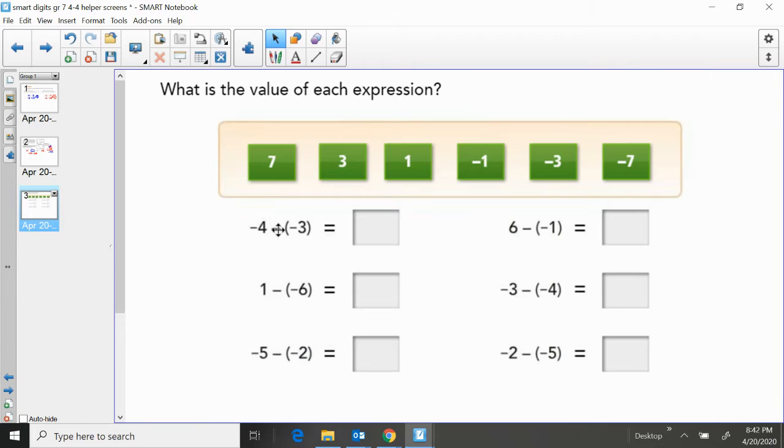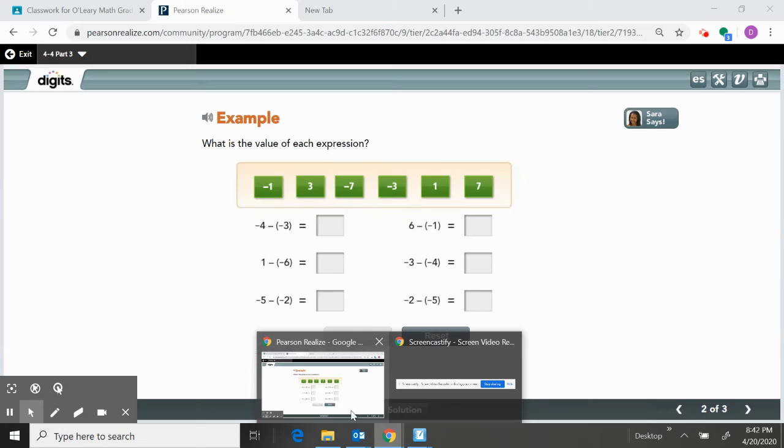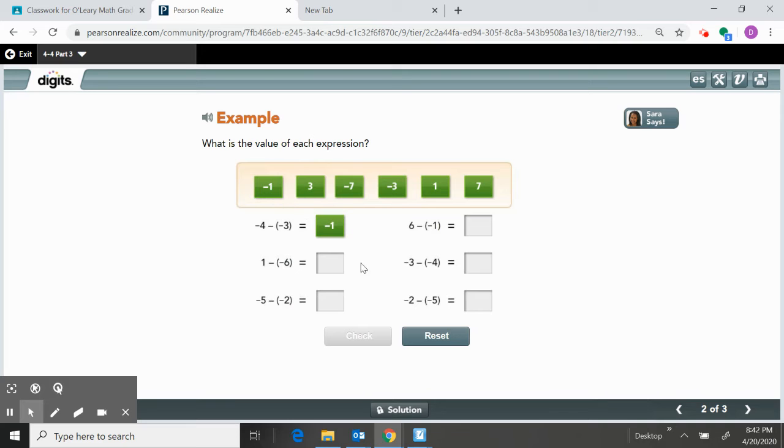Just like I said before, think of that negative and that negative becoming a plus. So negative 4 minus a negative 3 would be just like negative 4 plus 3. If I owed somebody $4 and I paid them back $3, how much would I still owe them? I would still owe them $1. So that's a negative 1 for me. So this answer would be negative 1.